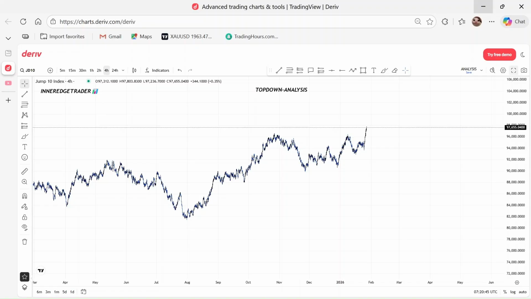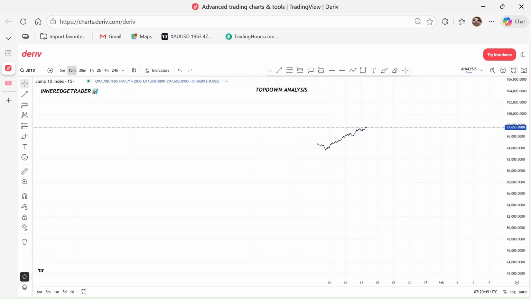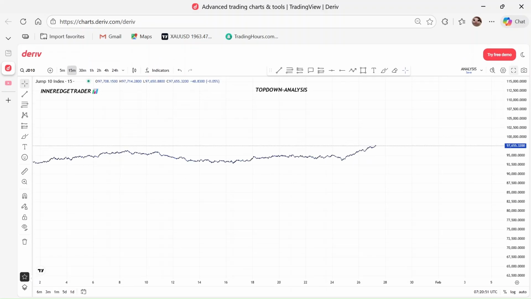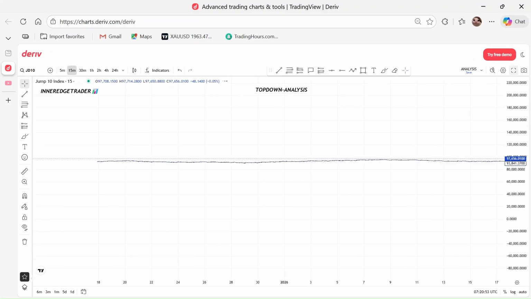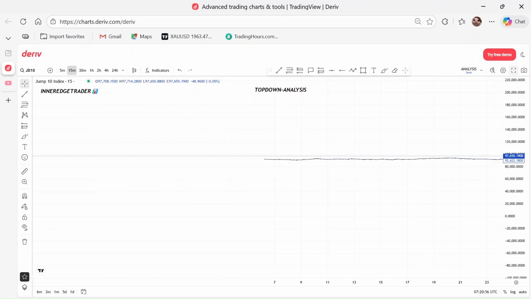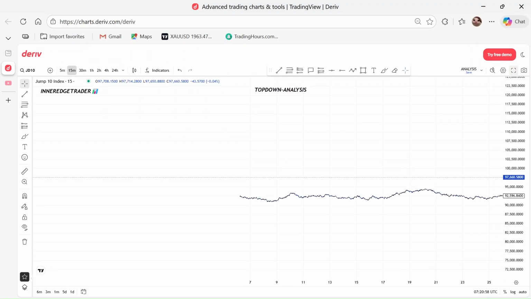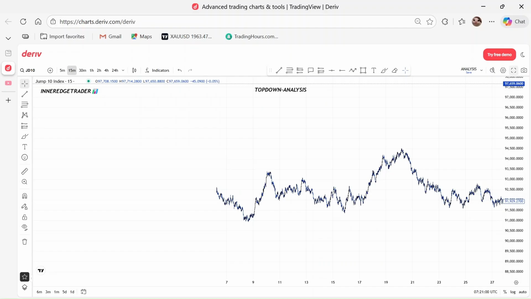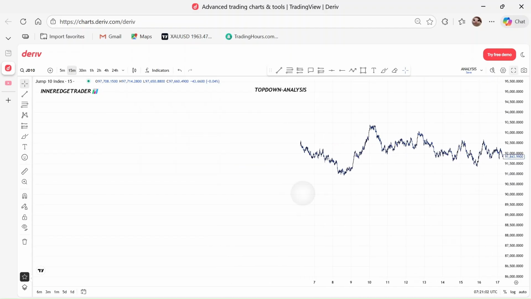So I will mark the 15 minute entry, because remember our entry is always going to be on the 15 minutes. I noticed something about trading Deriv. It doesn't allow us to go beyond November. Okay, it doesn't allow us to go beyond December 25 of last year. I want to highlight this.